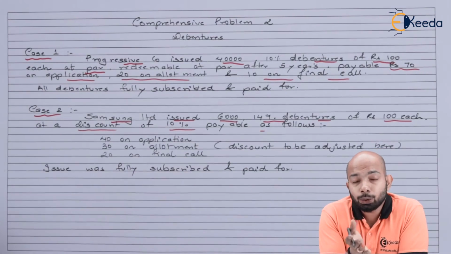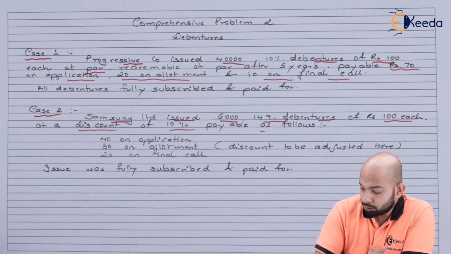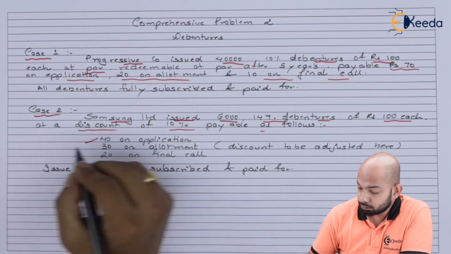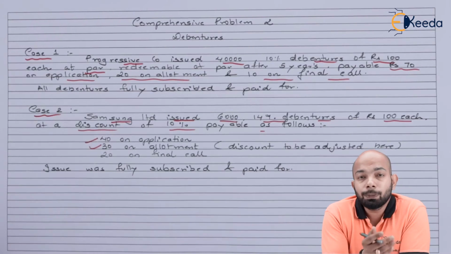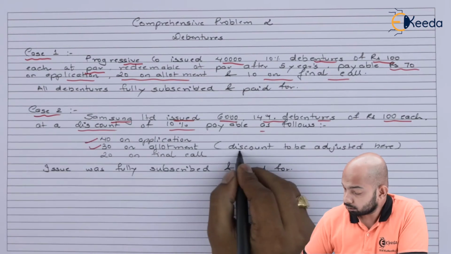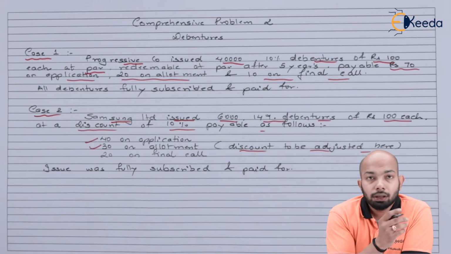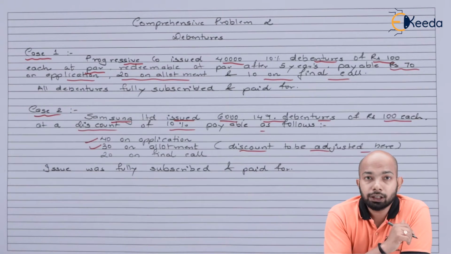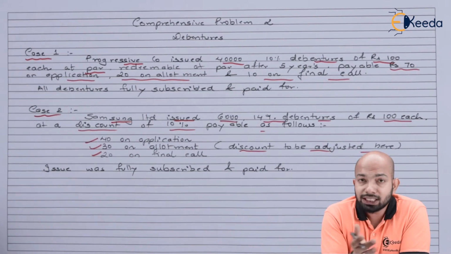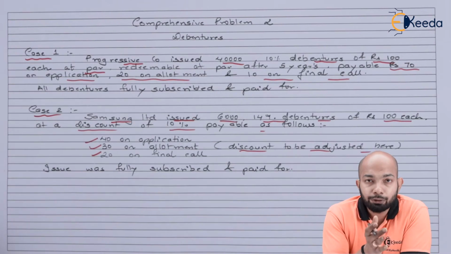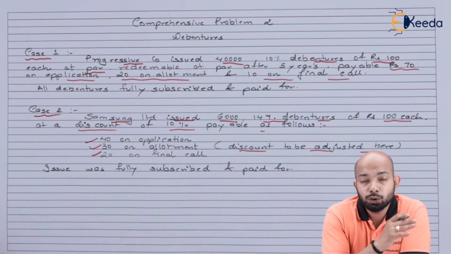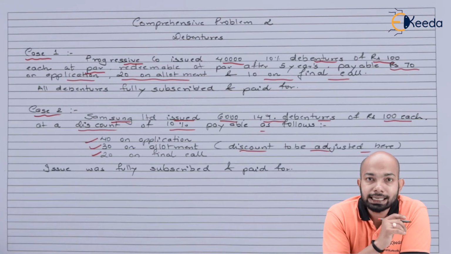Now, this 90 rupees was payable as follows. 40 rupees on application, 30 rupees on allotment, whereby the discount has been adjusted, and 20 rupees on final call. All the debentures were fully subscribed and they were fully paid for as well. These are the case 2 details that have been provided to us. Let's go on to the next case, or rather the last case here.